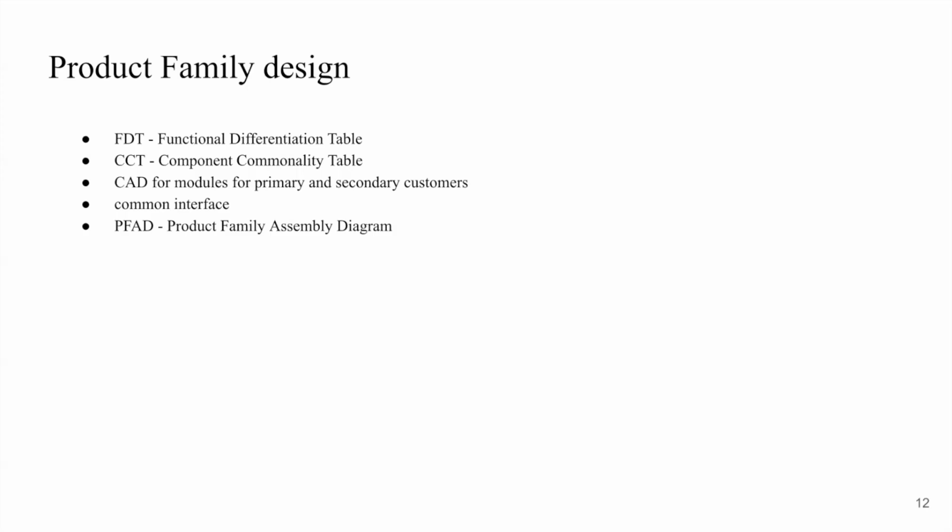For the product family design, we'll cover a few slides relating to the functional differentiation table, component commonality table, CAD for modules for primary and secondary customers, common interface, and product family assembly diagram.